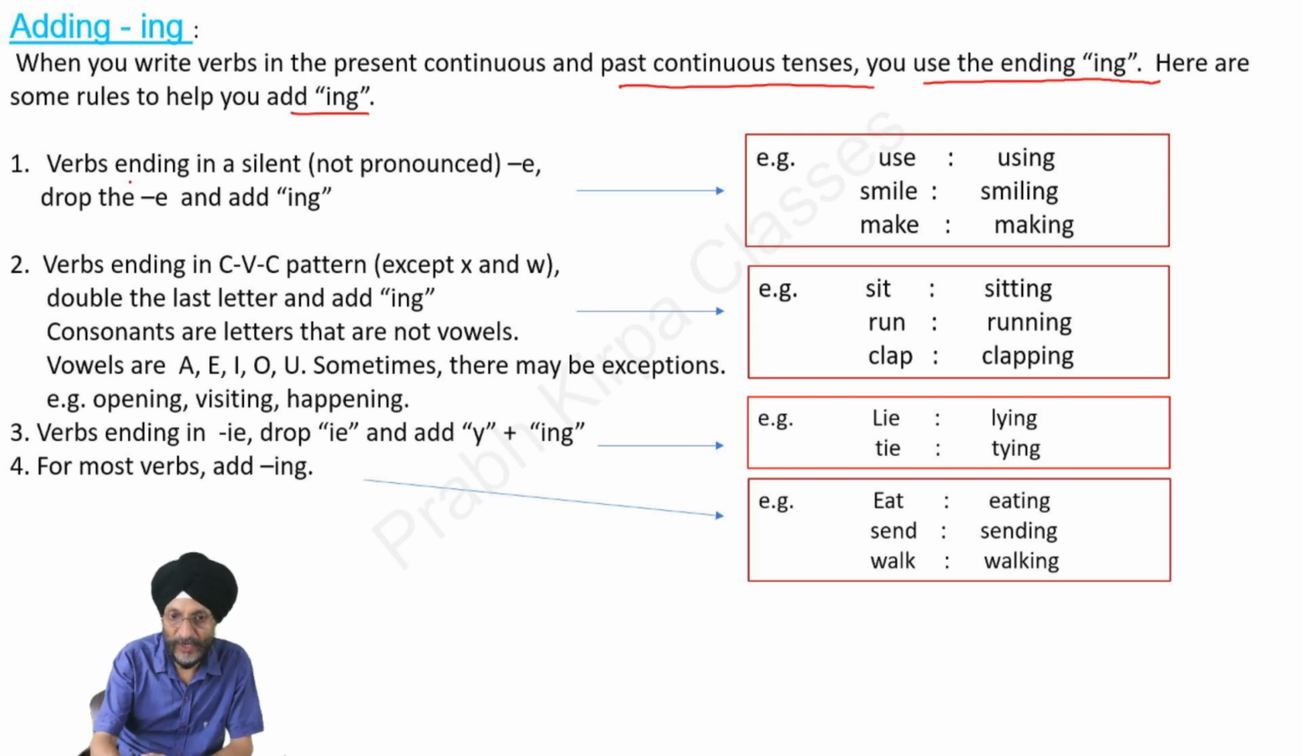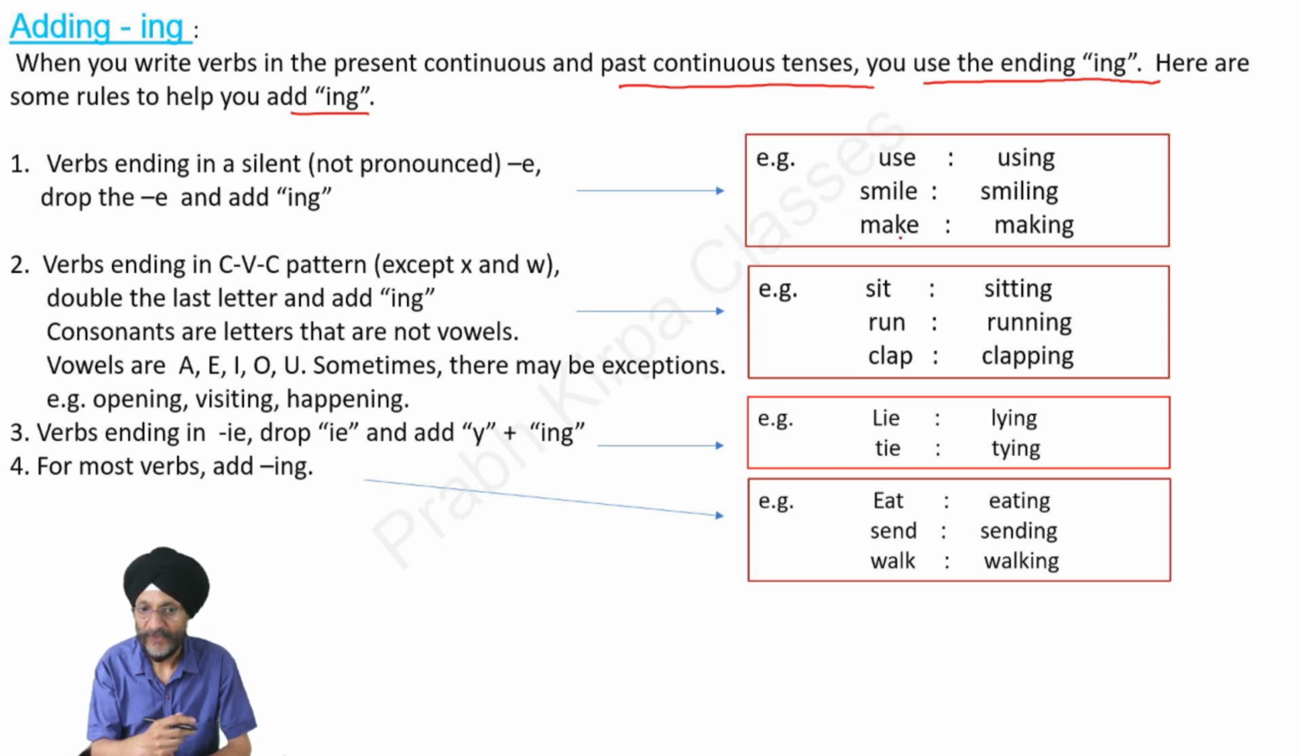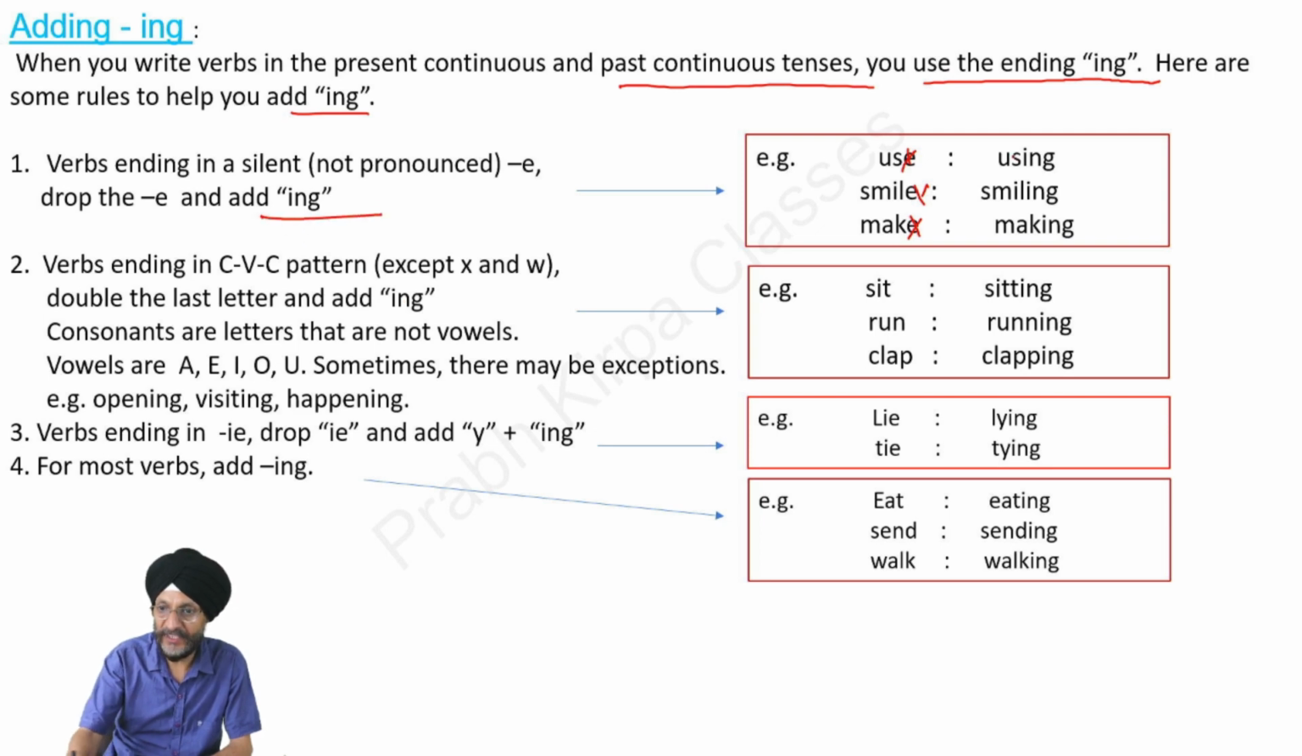In the case of verbs which end in a silent e, that is, an e that is not pronounced. In the case of use, smile and make, e is silent. In that case, we have to drop e. E is cut. And we add ing. You will see use becomes using, smile becomes smiling, make becomes making. E has been removed and ing has been added.